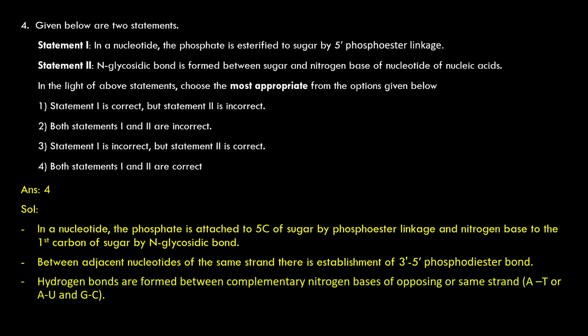Hydrogen bonds are formed between complementary nitrogen bases of opposing or same strand. When the same strand is folded, when complementary bases come opposite to each other in the same strand, then also there is a formation of hydrogen bonds. They may be found between AT or AU in case of RNA and GC in case of both RNA and DNA.